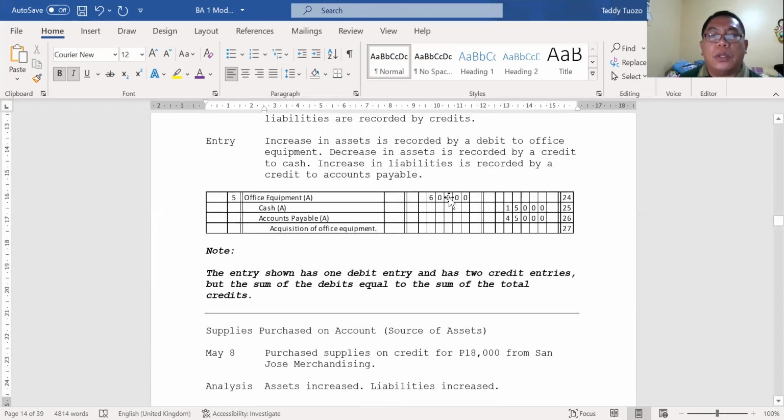As I've said, take note that the debits here have a total of 60,000 and the credits are equal to 60,000 also.